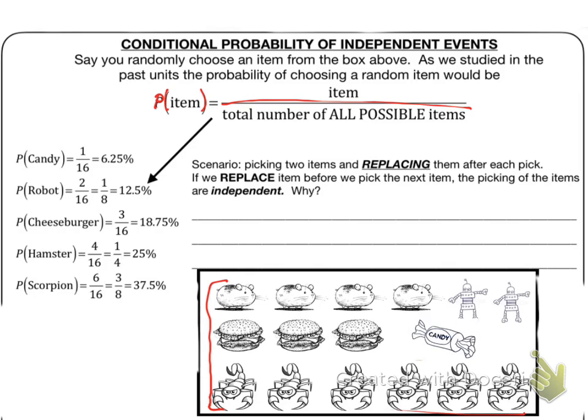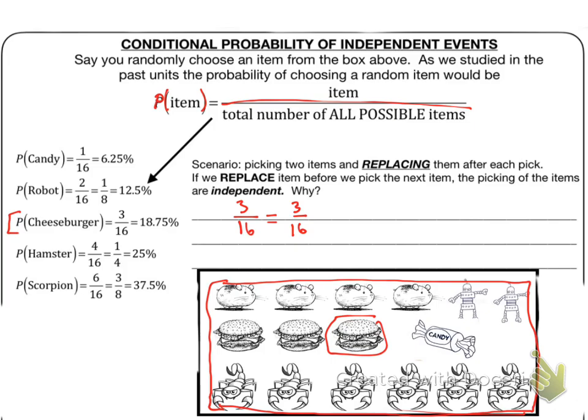Now we have to see what the chances are the second time. First draw, the probability of getting a cheeseburger is 3 out of 16. Now we put it back in the bag, so we're back at the full sample space. You stick your hand in again. Let's say this time you pick out another cheeseburger. The odds of getting that again are 3 out of 16. Those are both equal.